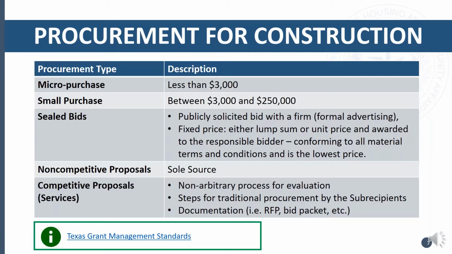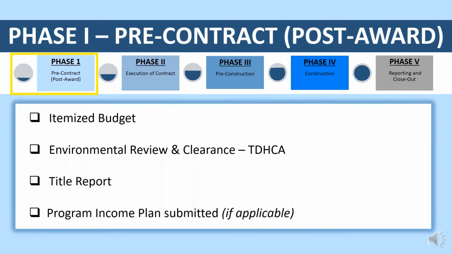Here we have procurement for construction. These are the different procurement types that are eligible to be done through this program. You can read more through it, but we have micro purchases, small purchases, sealed bids, non-competitive proposals, and competitive proposals.